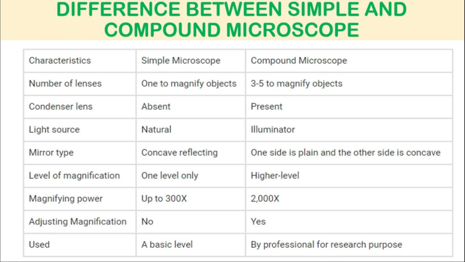Adjusting magnification is not possible in a simple microscope, but in a compound microscope we can easily adjust it. The simple microscope is basic level, used just to see what the specimen is, that's all. But the compound microscope is mainly used for research purposes.